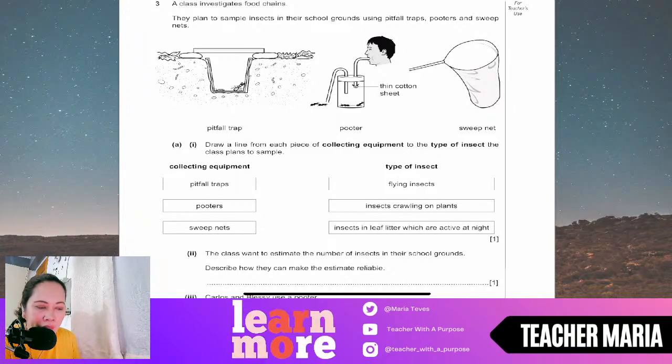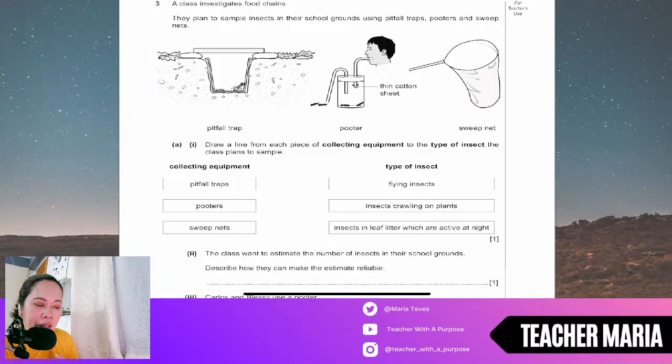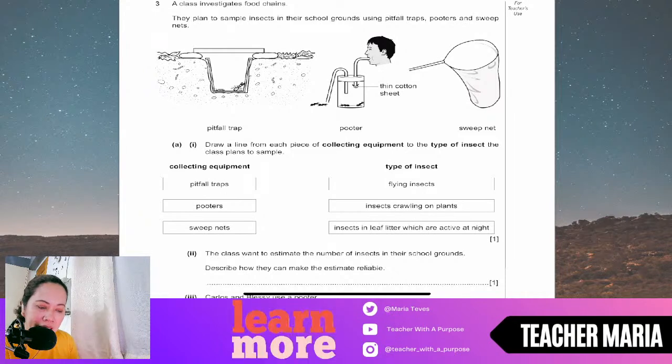Question number 3. A class investigates food chains. Please do take note that when we say food chains, we have your producer, we have your consumer. So there is a food chain. We also have what we call a food web. A class investigates food chains. They plan to sample insects in their school grounds using pitfall traps, pooters, and sweep nets. Draw a line from each piece of collecting equipment to the type of insect that the class plans to sample.